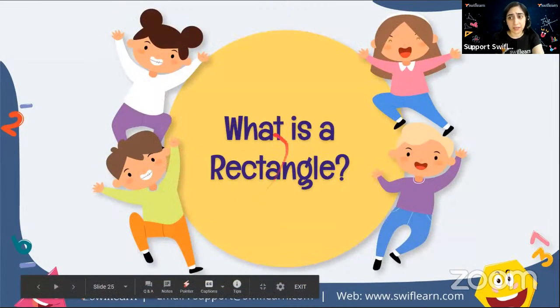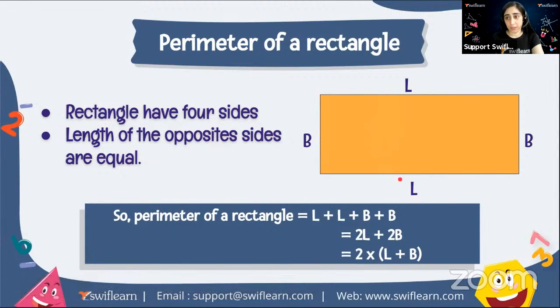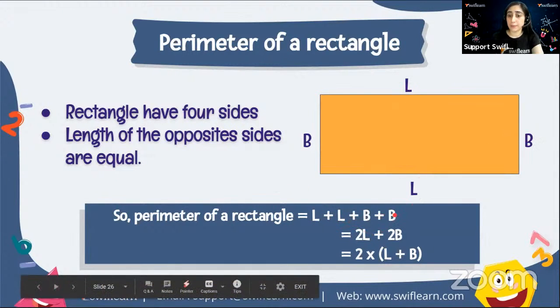All right. Now moving on to the next one. So what is a rectangle? A rectangle is a geometrical figure which has the opposite sides equal. And one side is bigger than the other, right? So we always say a length and a breadth. This we all know. So let's say length as L and breadth as B. So a rectangle has four sides and the opposite sides are equal. So the perimeter of a rectangle is L plus L plus B plus B, because we need to add two lengths and two breadths. So two lengths plus two breadths.